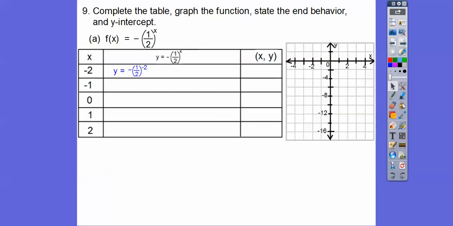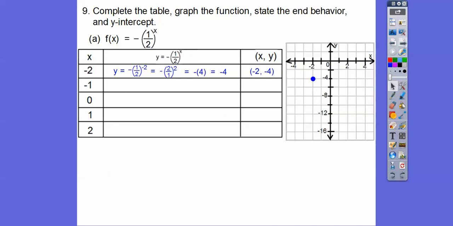Okay, so -1/2 to the -2 power is, flip that fraction. The negative right here stays. We don't do anything with that negative. It's outside. It's not being included with the exponent. So 1/2 to the -2, flip the fraction, it becomes 2 over 1 to the +2. Okay, 2 over 1 to the +2 is 4, but it's -4 because of that negative.